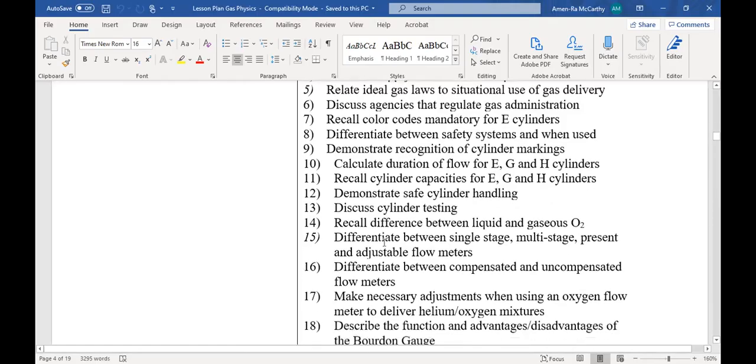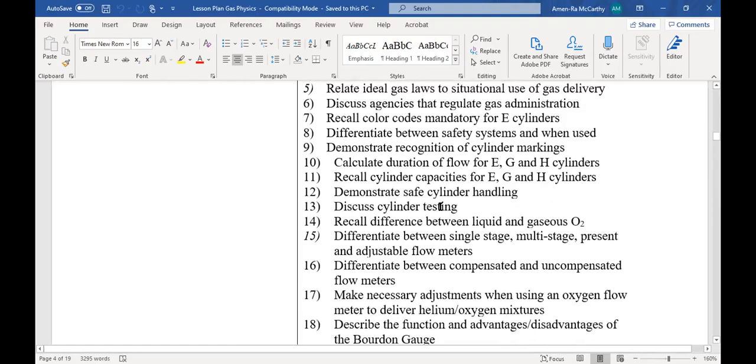All right. Discuss cylinder testing. How often it's tested. Recall the difference between liquid oxygen and gaseous oxygen. There is a difference. Oxygen starts as a very, very cold liquid, and as it rises to a certain temperature, it turns into gas. So when they deliver oxygen to the hospitals, it's liquid. A big liquid tank will hook up to it and fill it with liquid.